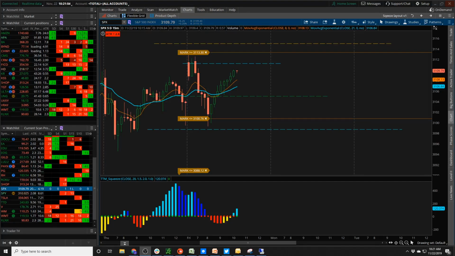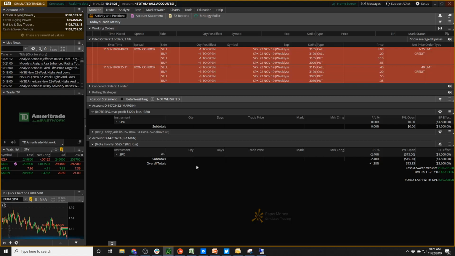So here's what the S&Ps have done since we got in, and when we originally did it, we were in about here. As you can see, the S&Ps have run up. Now we're getting close to break even on the Iron Fly, but we are still significantly away from the Iron Condor. The first trade we did was the Iron Condor, and look where we are. We are still breaking even.